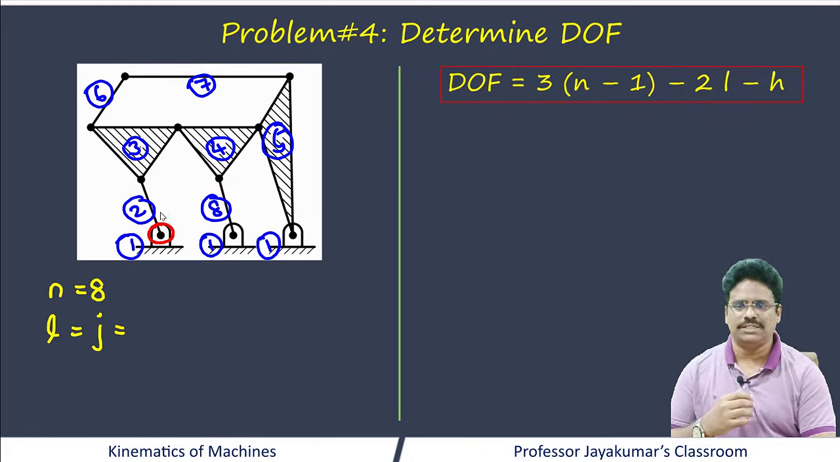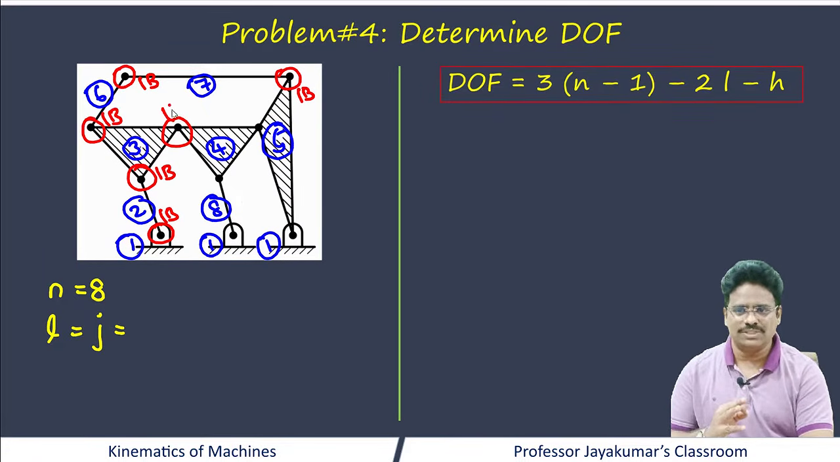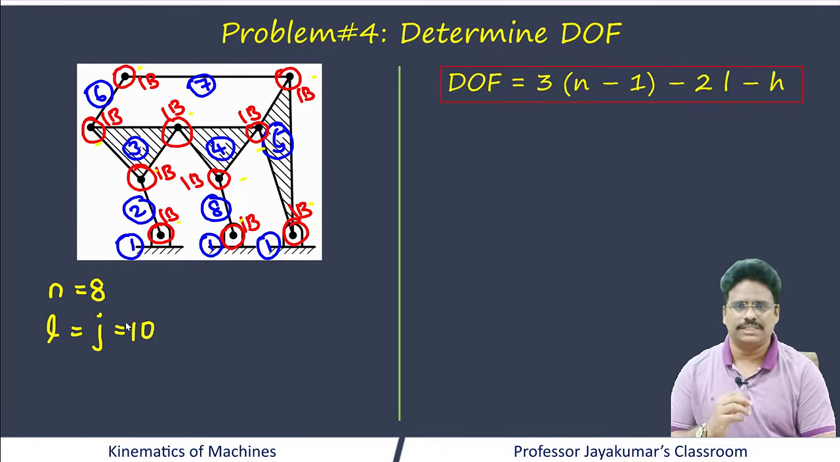Here one binary, one binary. It's not ternary, it's one binary, one binary here, one binary there. It might look like a quaternary joint. It is not, because 3 is one link, 4 is one link. Only 2 links are joined at this joint. Therefore, this is a binary joint. One binary, one binary, one binary, one binary. Count them. I am getting 10.